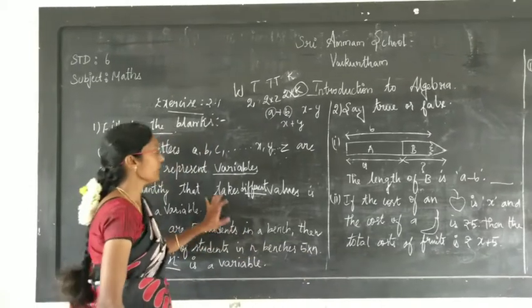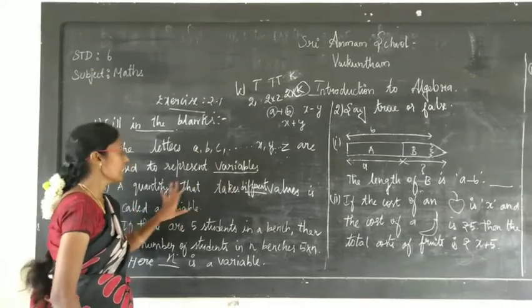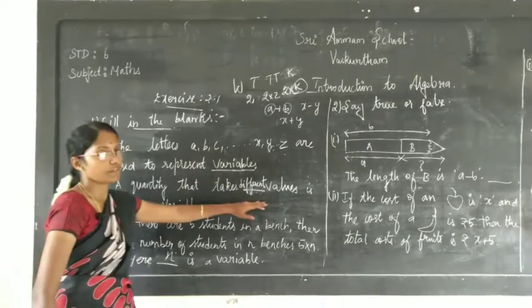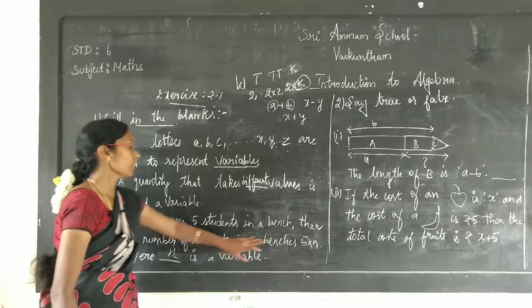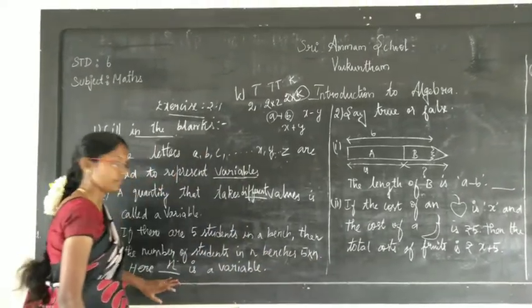Have you all understood? The letters A, B, C and X, Y, Z are variables, and these variables can take different values. Here in 5 into n, n is a variable.